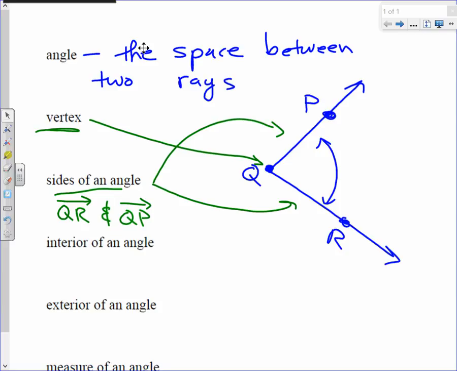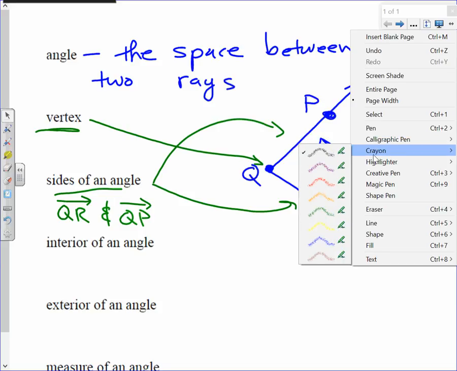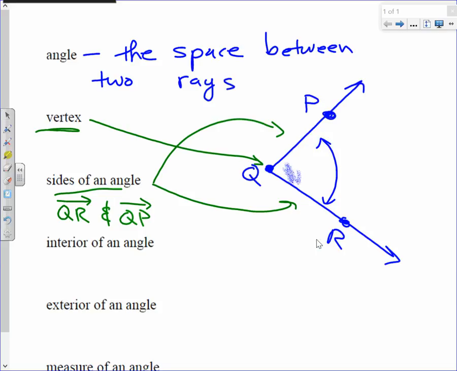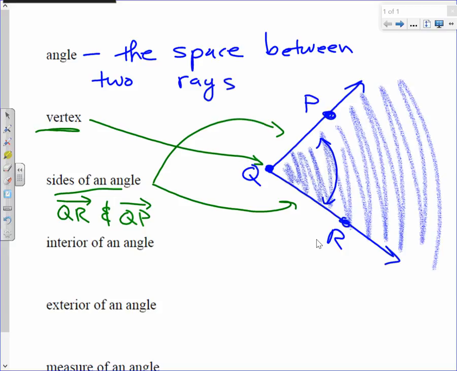The interior of the angle, maybe with your pen or pencil, I'm going to shade the interior of the angle with my crayon. This is all the interior of the angle. I'm going to write interior. Everything outside it is the exterior. So all this space out here, all this two-dimensional space, is the exterior of the angle. So I shaded the interior, and all this is the exterior. Okay, got these terms?